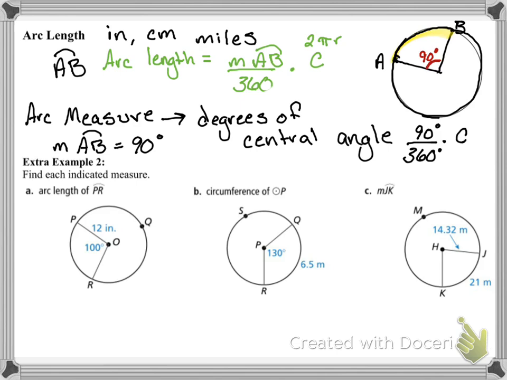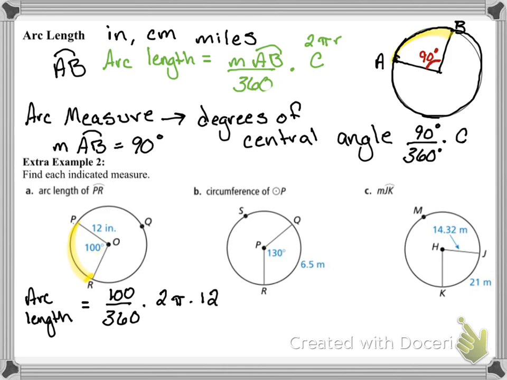Here my central angle is 100 degrees. We want to find the arc length of PR, so this arc right here, P to R. That arc length is going to be equal to 100 out of the 360 times that circumference. So the circumference of this whole entire circle is 2 pi times the radius, and they give you that from O to P is 12. So now this just becomes a multiplication problem.